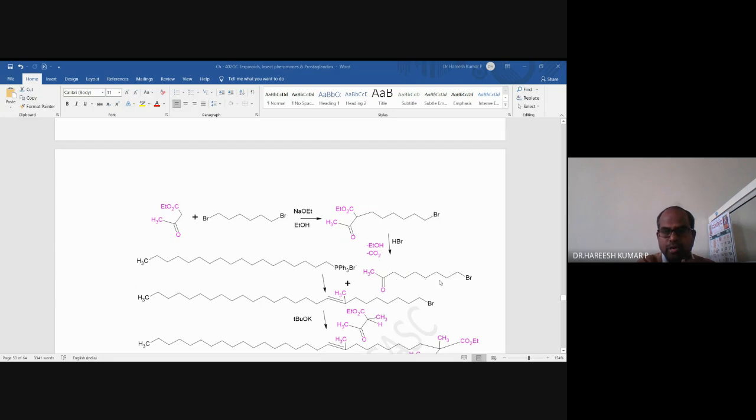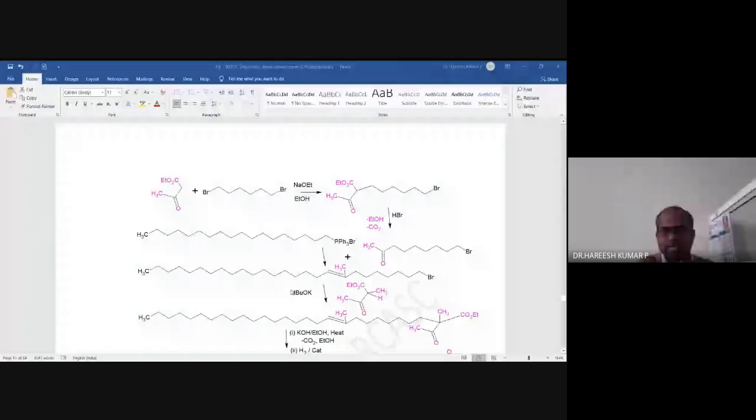So this particular compound is treated with a long chain halide. This reaction is called a Wittig reaction. What will happen? There will be a carbon-carbon double bond between this carbon and this carbon. There is a product formation.